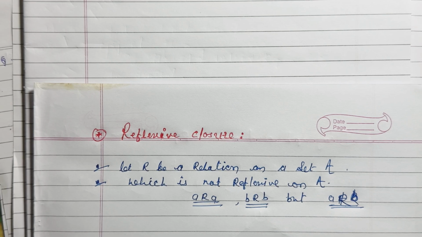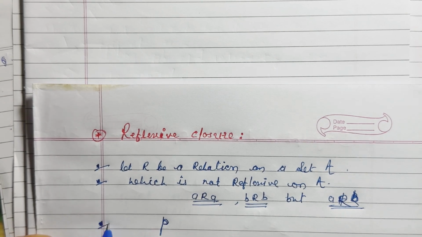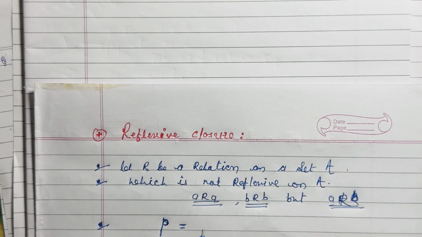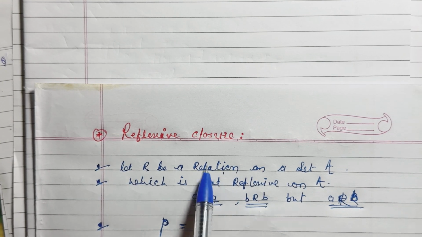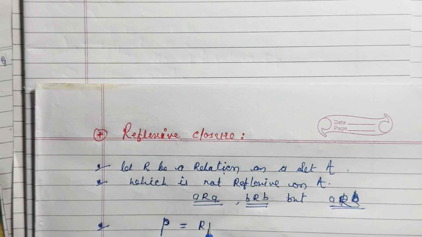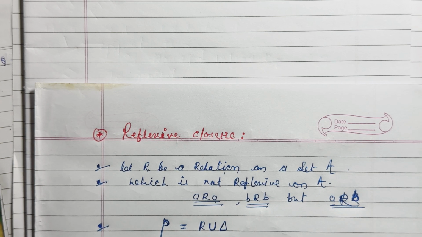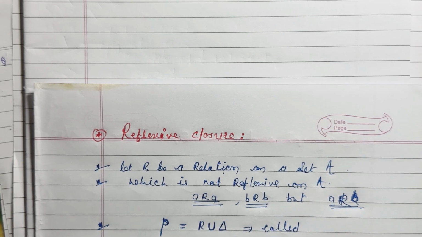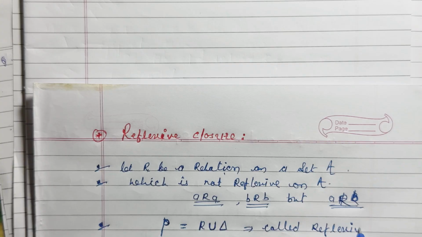But we can write a new set. Consider set P. What can set P say? Set P says that this relation R, which is not reflexive, we write as R union delta, and this is called a reflexive relation. This one is called the reflexive closure.